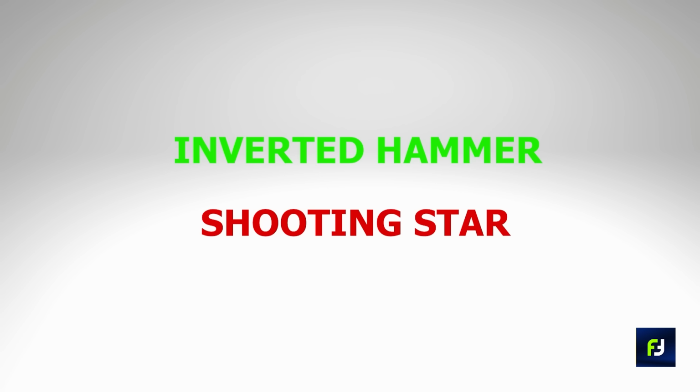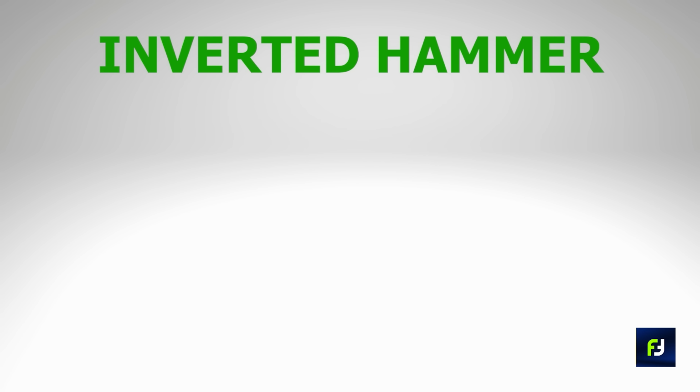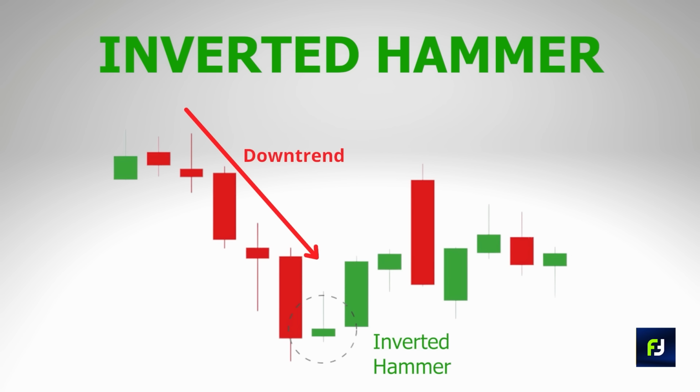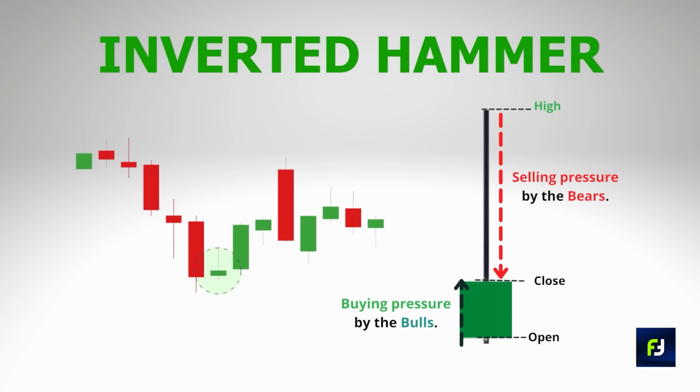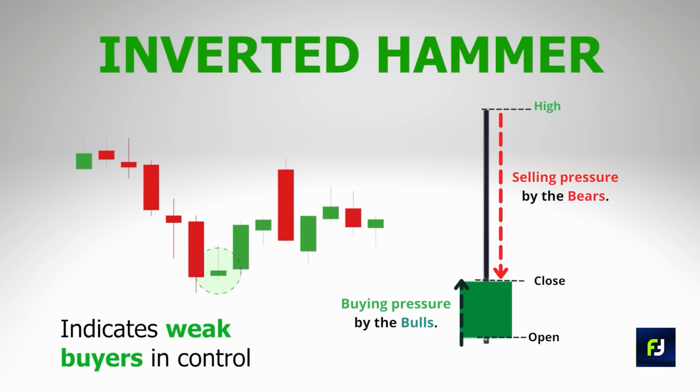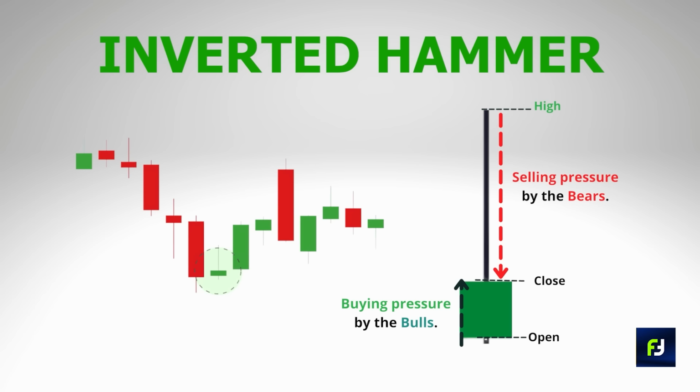Now the second category of pin bars goes by the name of shooting stars or inverted hammers, depending on where it is formed on the chart. Talking about the inverted hammer, it generally occurs at the end of a downtrend. This is the weakest bullish candle that you can find in the market. We can see that the range of the candle, or the real body, is very small. Also, the open and closing prices are close to each other. The long wick suggests that the bulls tried to take the price higher, but there was big selling pressure by the bears. So it indicates that the weak buyers are in control of the market and there can be a shift in the sentiment.